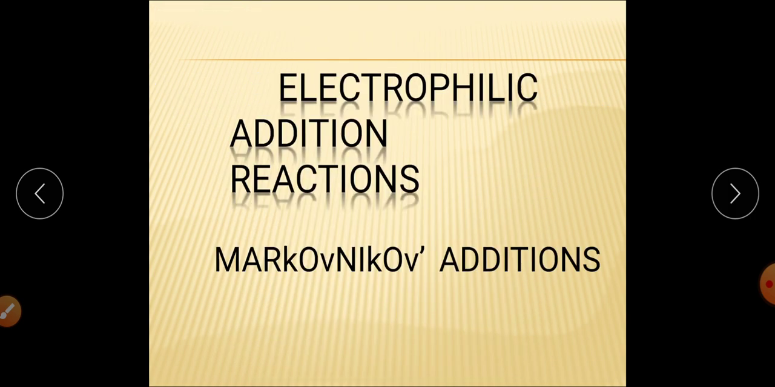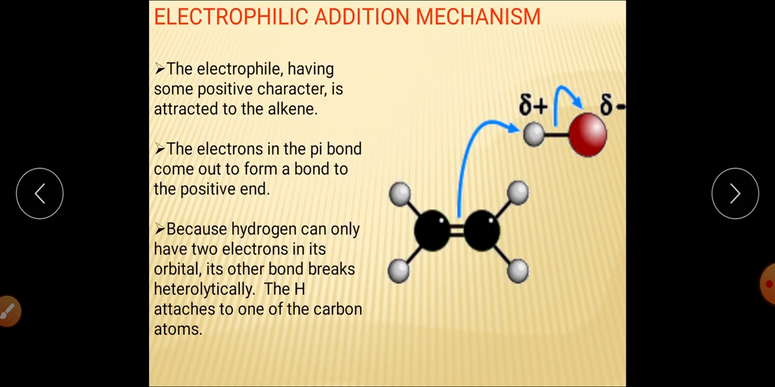First of all, we will discuss electrophilic addition reactions, and for that we must know the Markovnikov rule. As you can see in the general mechanism of electrophilic addition, this is an alkene, a compound containing a carbon-carbon double bond. As it is electron rich, it can easily attack the positive part, that is, the electrophilic center.